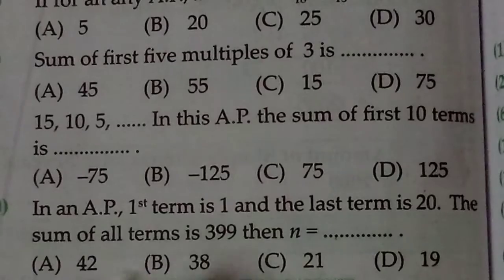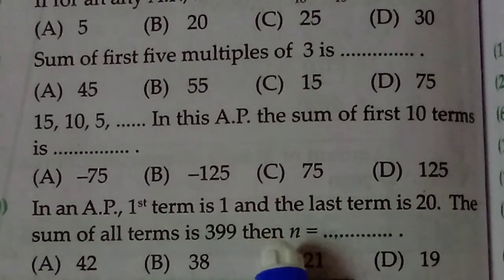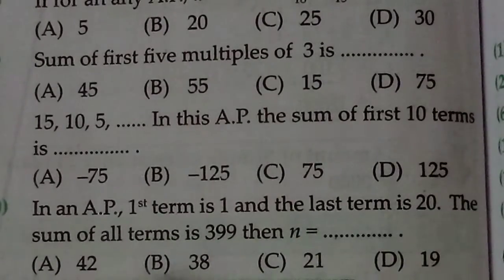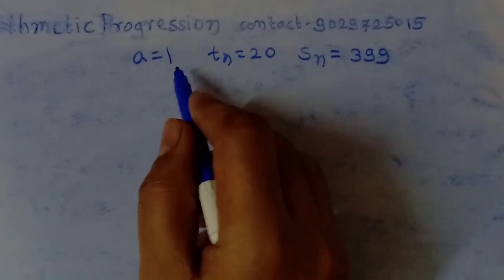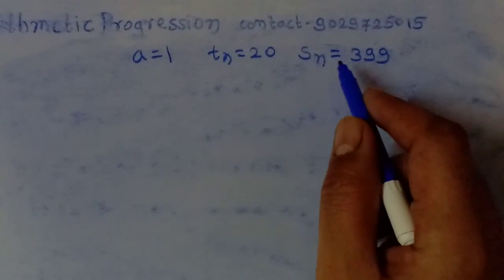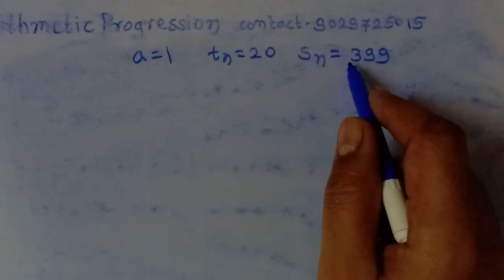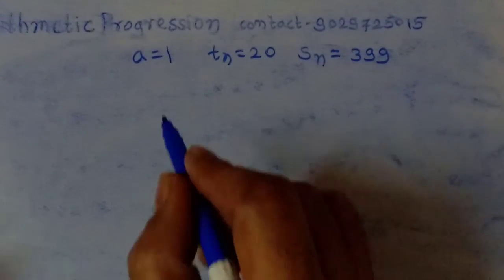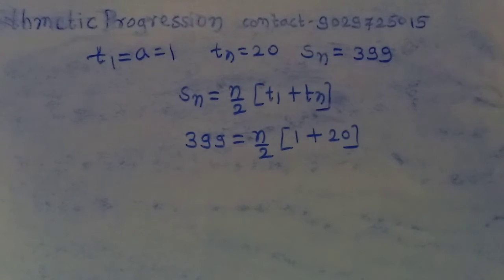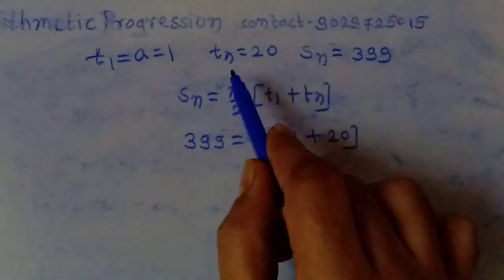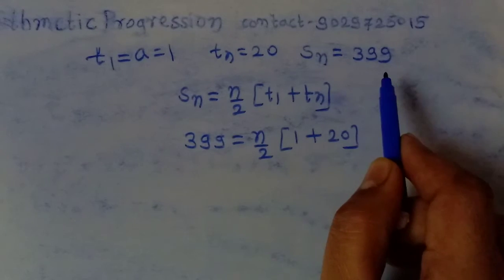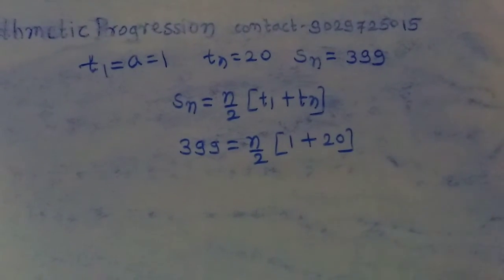Next question is: in an AP, the first term is 1 and the last term is 20. The sum of all terms is 399. Sn is given, then we have to find n. Now see what is given: T1, that is a, is equal to 1, Tn is equal to 20, and Sn is equal to 399. We have to find n.